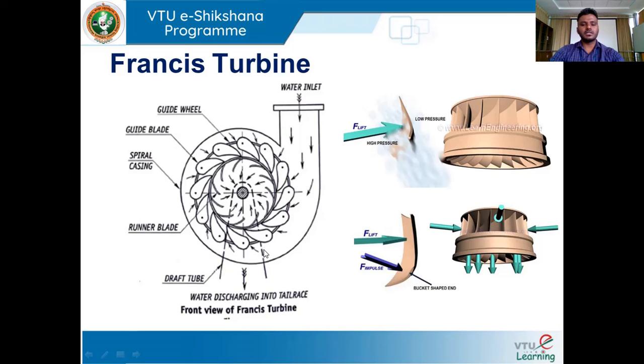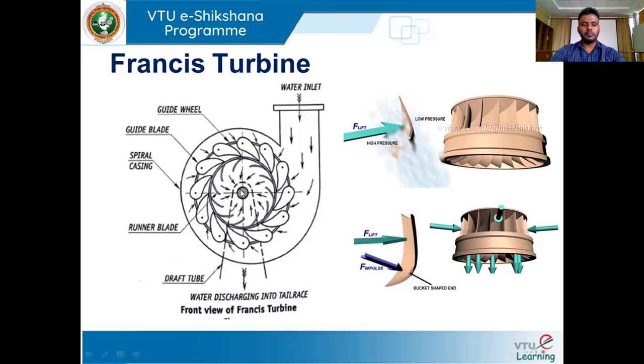We know that in the case of impulse type turbine, the pressure remains the same. The pressure of the water, even after flowing over the runner blade, remains atmospheric. So we don't experience any problem in the case of impulse type turbine. But in the case of Francis, or any reaction type turbine, the pressure at the exit of the runner blade will be less than at the inlet of the runner blade. So this is going to lead to a cavitation problem.